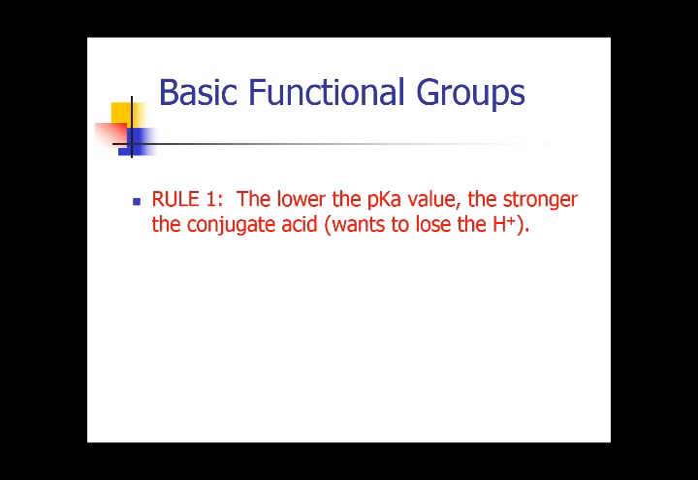The lower the pK value, the stronger the conjugate acid, the more it wants to lose a proton. So let's get that in our head. The lower the pK value, so I'm comparing a 2 to a 10, the stronger the acid. So if I am a molecule that has a pK of 2, I am a strong acid. If I'm a molecule that has a pK of 4, I'm still an acid, but not as strong. A pK of 10, I'm still an acid because I have a pK value, but I'm not as strong.